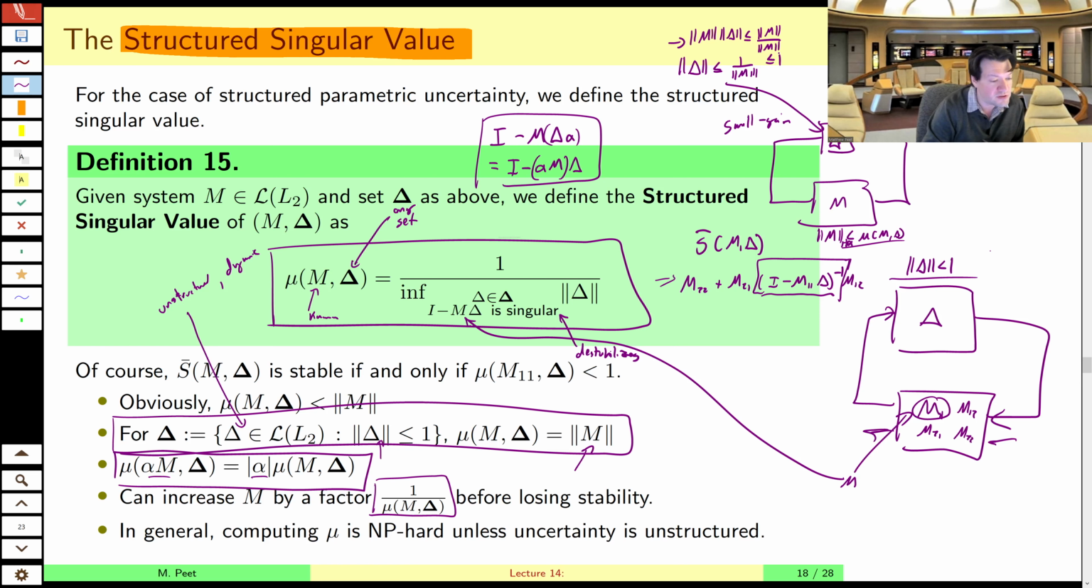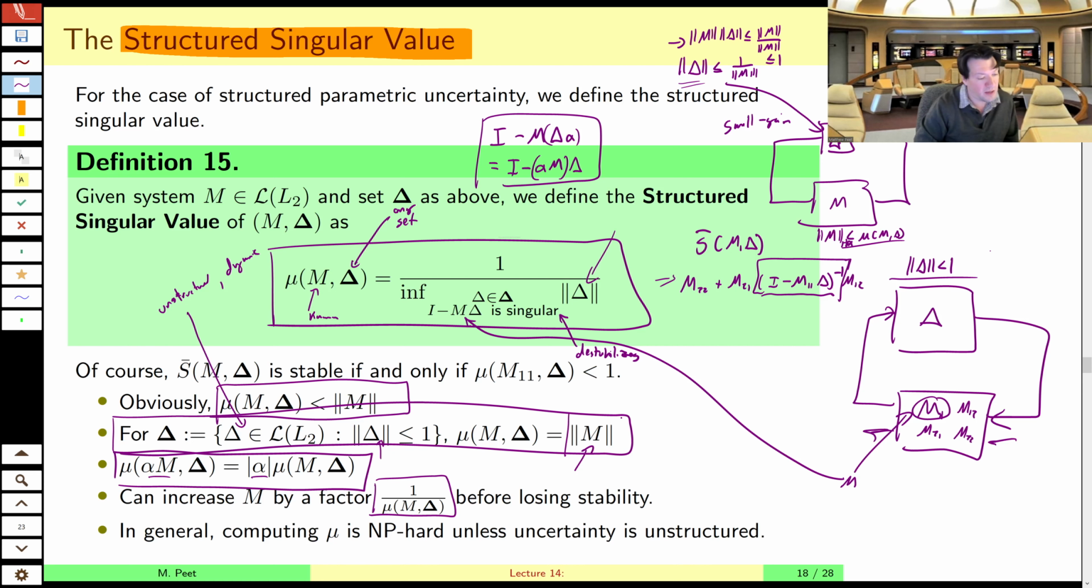So in the case of unstructured uncertainty and just applying the small gain theorem, the minimum size of delta which destabilizes the system is just 1 over M. And so in the unstructured case, the structured singular value is just 1 over this, because remember we have a 1 over term here, and so we just recover M. In all cases, just by the small gain theorem, we know that the structured singular value is less than M. And in the particular case where the uncertainty is unstructured, the structured singular value is M.